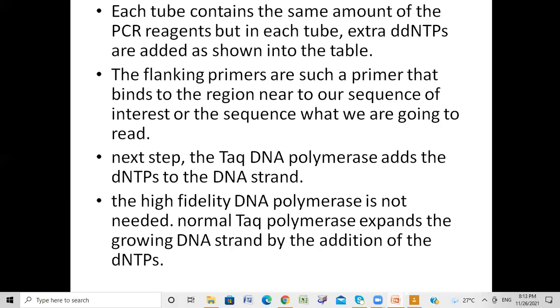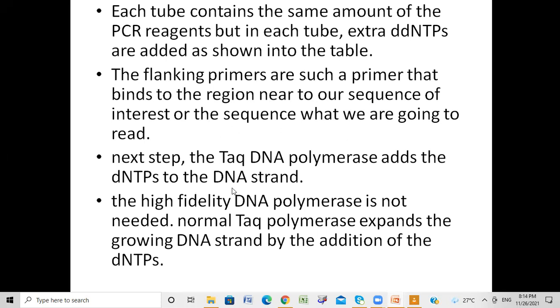Each tube contains the same amount of the PCR reagents, but in each tube, extra ddNTPs are added as shown in the table. The flanking primers are primers that bind to the regions near our sequence of interest. We already decided the primers based on the adapters we have added to the DNA sequence of interest. So the flanking primers bind to the regions near the sequence that we are going to read.